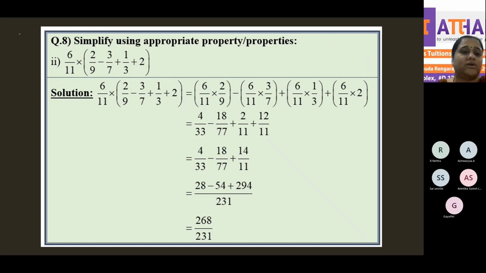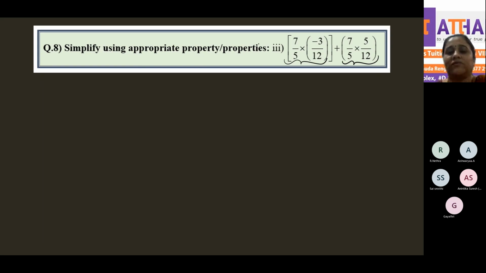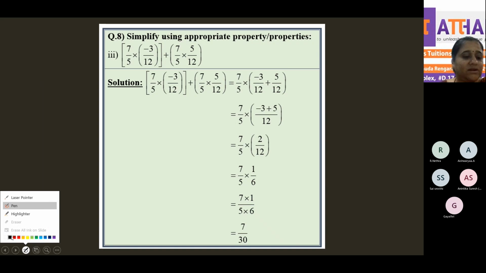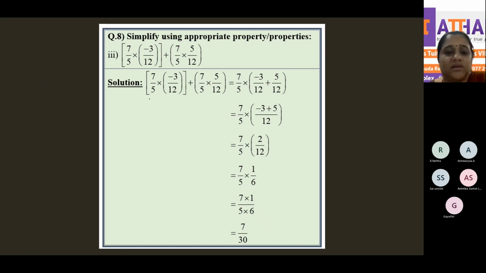Because it's already distributed. Here it was not distributed, so we distributed it. If it is common, distribute it. If it is not common, if it is distributed, then take out that common thing outside. So 7/5 is common. So see here, please understand first. See here, this is the expression given. 7/5 is common.